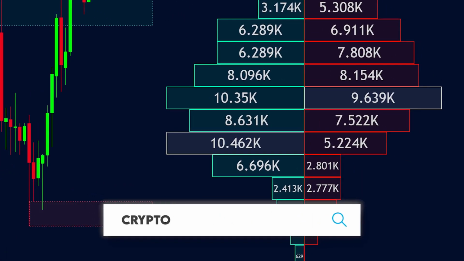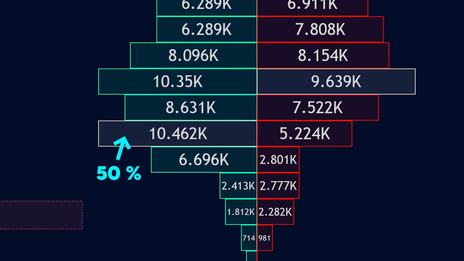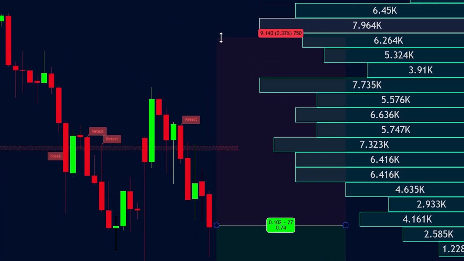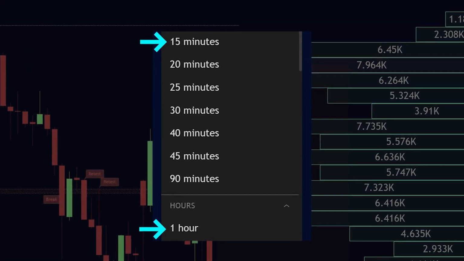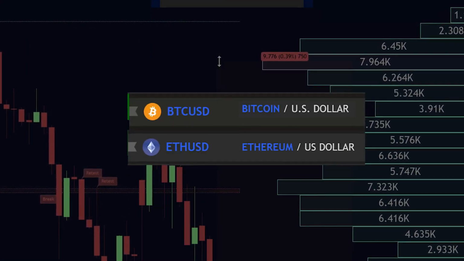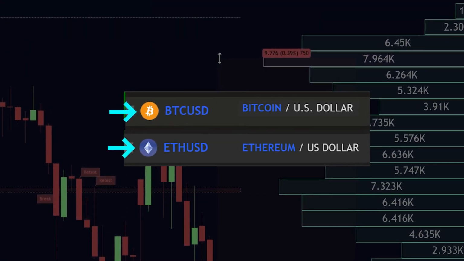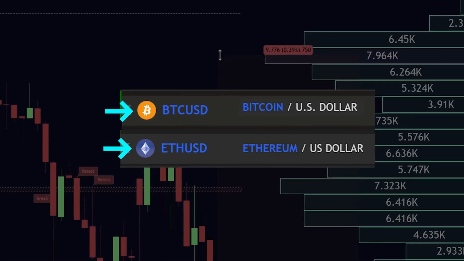For crypto, increase your volume threshold to 50% imbalance to account for higher volatility. Widen your stops by approximately 15% from the normal placement. The 15-minute and 1-hour timeframes provide better reliability. Focus particularly on BTC and ETH, where institutional participation is highest.